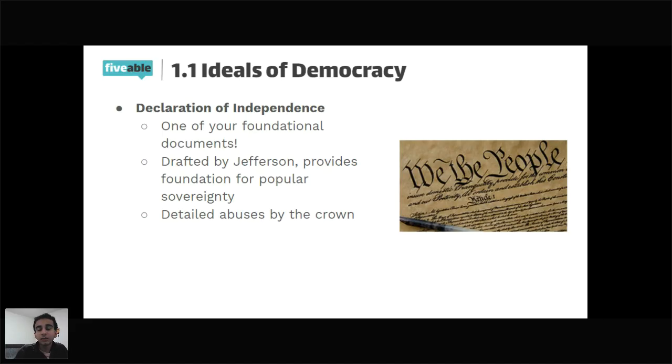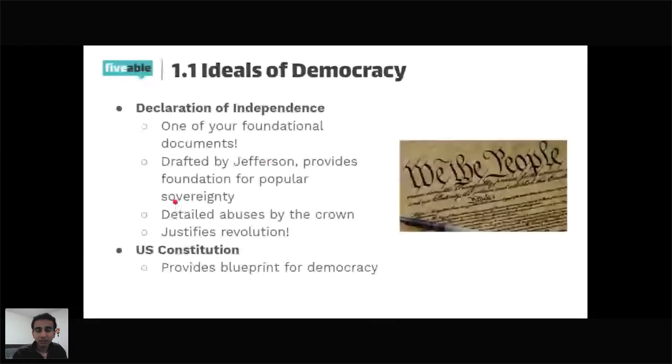The Declaration of Independence, basically what it did was complain. It detailed abuses by the crown and talked about why the United States wanted to be apart from Britain, and justified the American Revolution. Now, the U.S. Constitution is kind of like the second constitution. We'll talk about the Articles of Confederation and why that was an epic failure later. But the U.S. Constitution is what provides an American blueprint for democracy. And obviously, as you know, it's still the law of the land today.